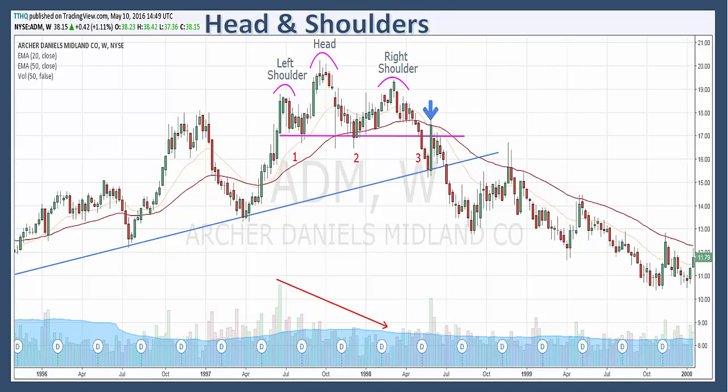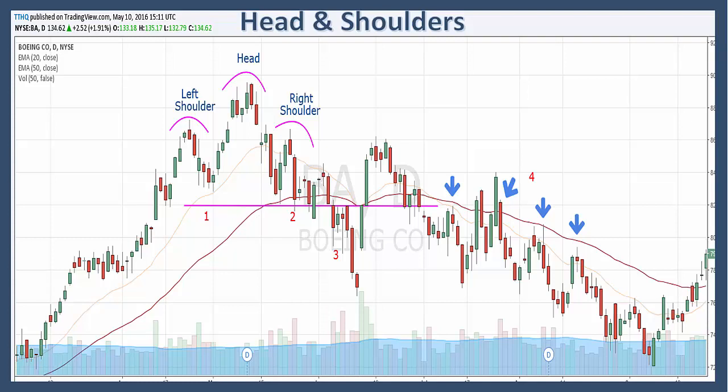Let's go back to ADM and take a look at the volume on the formation of the right shoulder. As you can see, the volume is decreasing. Once we have these confirmations, we want to watch the neckline. The head and shoulders pattern is not complete and the uptrend is not reversed until the neckline support is broken. And this is very important. Ideally, this should occur in a convincing manner with an expansion in volume.